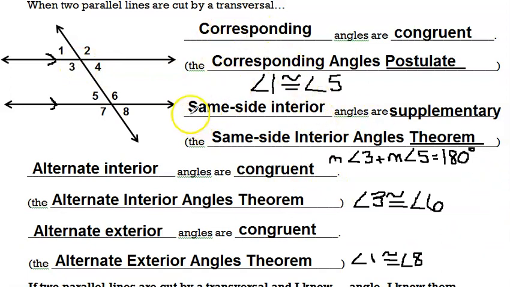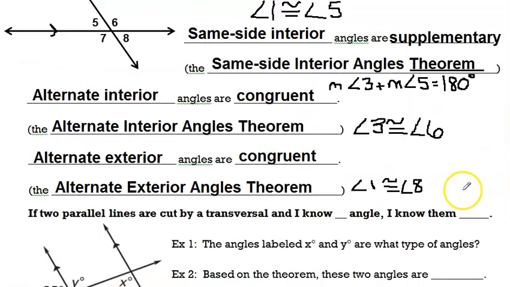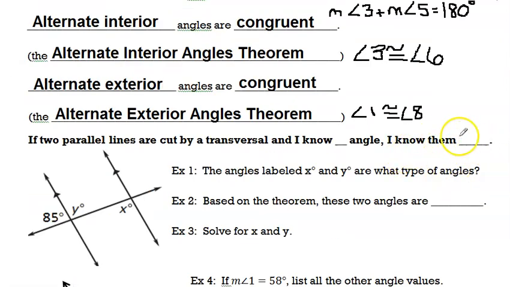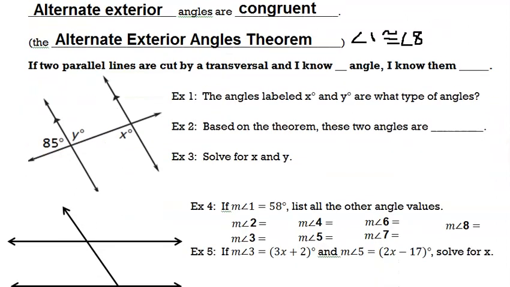So again, ways to remember. Same side supplementary, SSS. Alternate ones are congruent, whether they are alternate interior or they are alternate exterior. They are all good. Now let's actually put it to use real quick. Because again, if 2 parallel lines are cut by a transversal and I know one angle, it means I know them all. So example 1, the angles labeled X and Y are what type of angles?